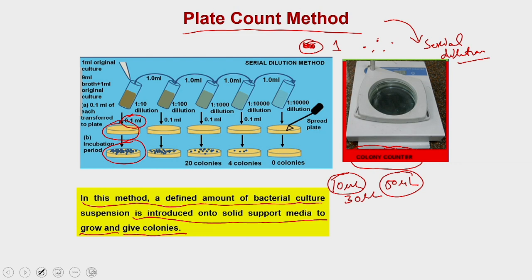And then you take this plate and put it into the colony counter. A colony counter is an instrument where you have a place to keep the plate, a light source below, and on the top a lens. It is actually a magnifying lens. Because of that, even if two colonies are very, very close by, you can see them separately. So with the help of the lens, you can count each and every individual colony.